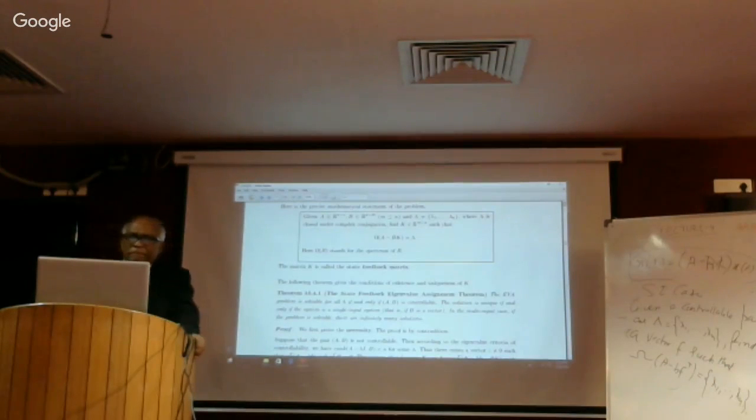So the spectrum gives the modes of a particular matrix. Means, if we have a system and its A matrix, and we find the spectrum of that A matrix, what does it practically indicate about the system?